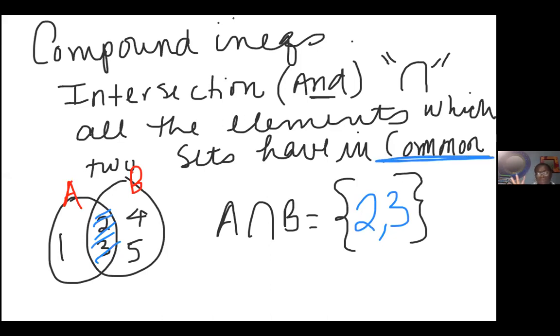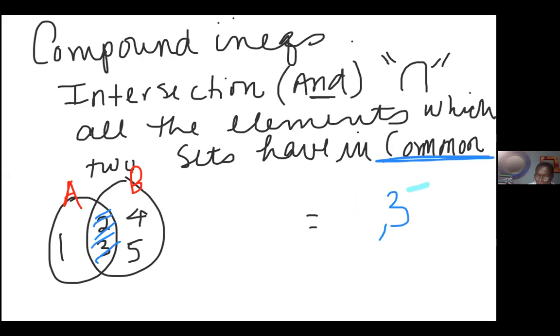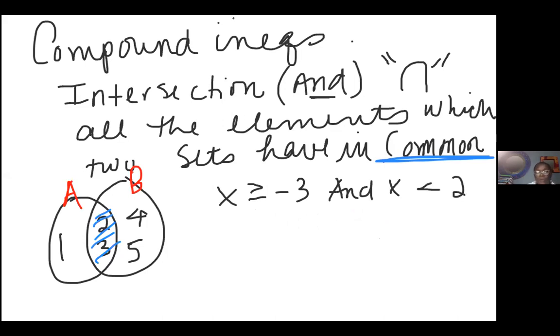Now, how do we show this with an inequality? So with the inequalities, guys, let me go ahead and show you a quick example of this. If I were to give you a problem like this and I were to tell you to find the intersection of these two sets, x is greater or equal to -3, and here was the operative word, x is less than 2. So we want elements which are both, okay, greater or equal to -3 and less than 2.